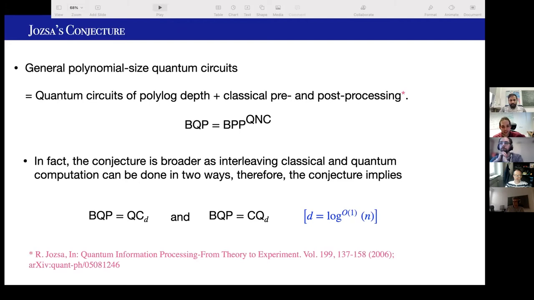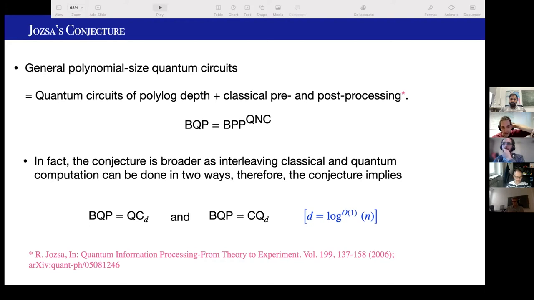Sorry, can you comment on this last implication? Is it obvious, or should we follow the argument, or is the claim that the details are in this paper? Jozsa's paper claims that one should have BQP equal to BPP^QNC. But since classical and quantum can be interleaved in two different ways, the conjecture can very well be made. So this is another conjecture based on what Jozsa was conjecturing. It does not follow from the argument.